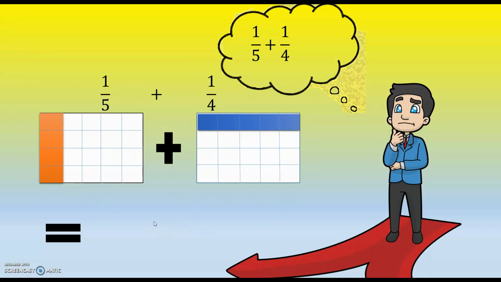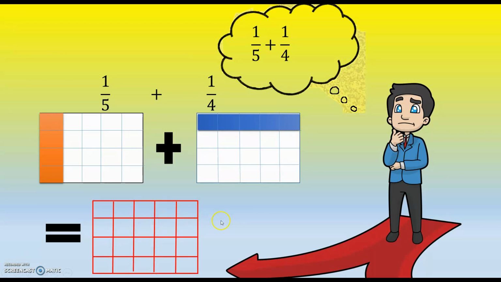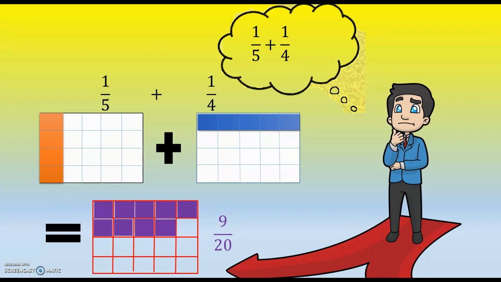So let me see what happens. Alright, here we go. 1, 2, 3, 4, 5, 6, 7, 8, 9 parts shaded. So my answer is 9 out of 20. But how did this really happen?